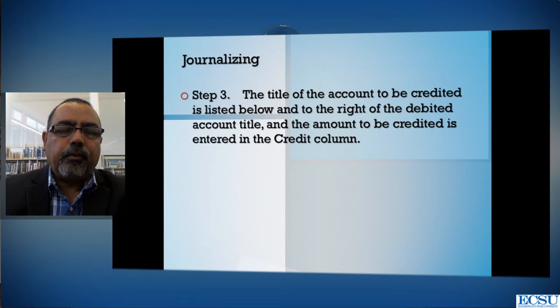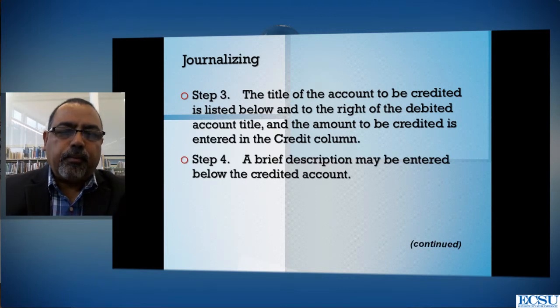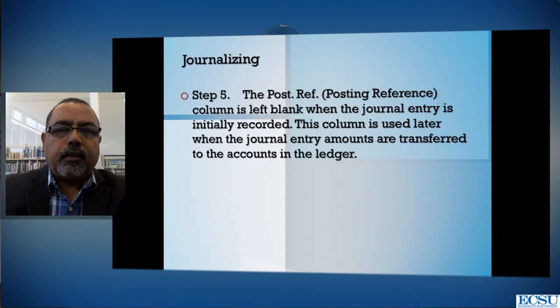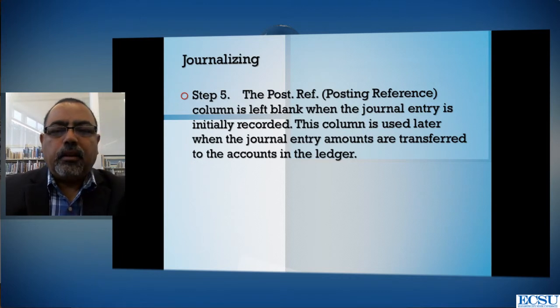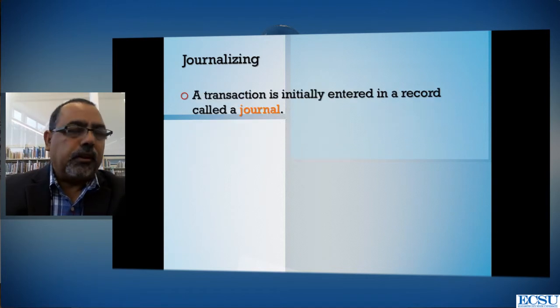So there are very important rules that you've got to remember. Number one, you will always write the debit account first while journalizing. Write the credit account second with an indent. That's the rule that you have to understand. And a brief description may be entered below the credited account. The posting reference column is left blank when the journal entry is initially recorded. This column is used later when the journal entry amounts are transferred to the accounts in the ledger. So you will be writing the page number of the ledger in the posting reference.